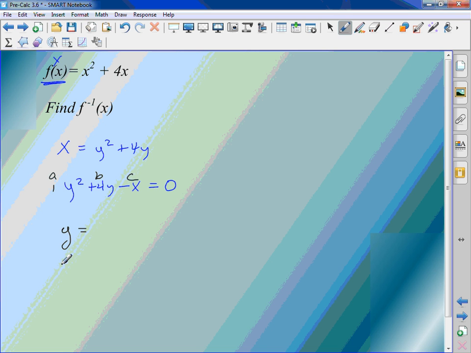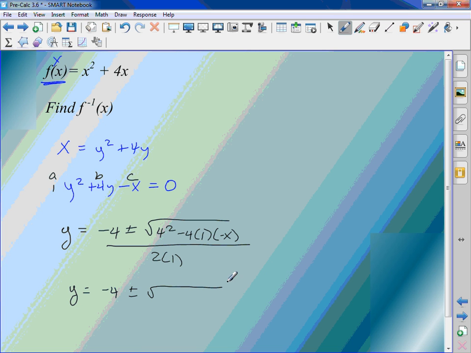Why is this one y equals instead of x equals? These ones are y squareds instead of x squareds. Negative b plus or minus the square root b squared minus 4 times a times c, all over 2 times a. Y equals negative 4 plus or minus the square root. What's 4 squared? 16. Negative 4 times 1 times negative x, plus 4x, all over 2.